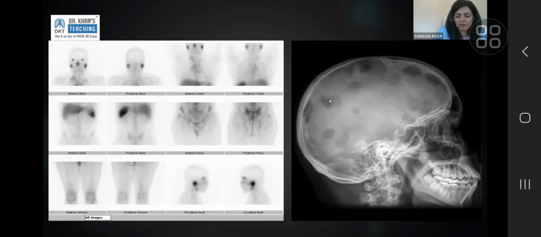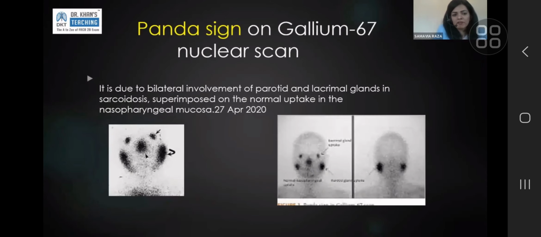Yeah, most of you are absolutely right. This is the panda sign that is seen on the gallium scan. How many of us actually do gallium scans in our day-to-day practice in sarcoidosis? I don't think many of us do it. Again, this is a historical piece of information that is not really practiced very widely, at least in the UK anymore. We largely look at PET and MR and CT as the main imaging modalities we use for sarcoidosis.